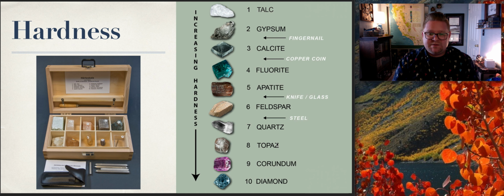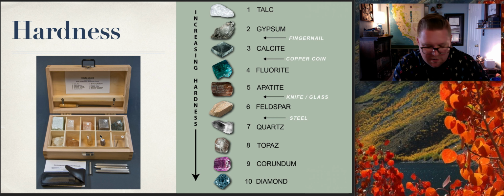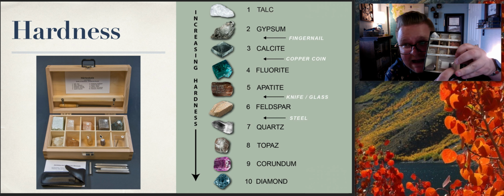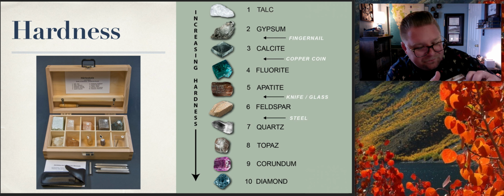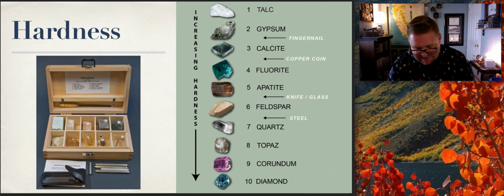Topaz, which is a nice gemstone, corundum, and then a diamond. This is a very fancy hardness kit. When I was a student and I took a basic geology course, we would have to buy one of these boxes, the Mohs hardness kit. It comes with nine specimens there. It also comes with a little magnet. It came with my little streak plate.